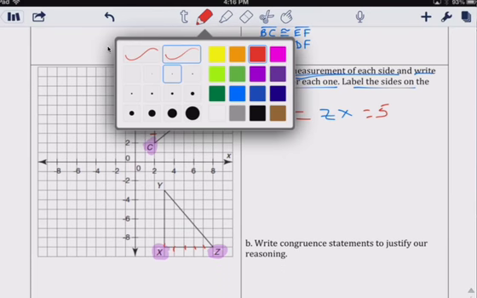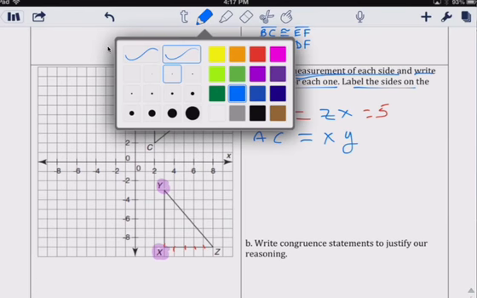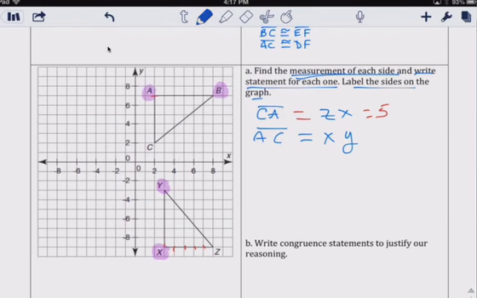And then this side here, A to B is the same as X to Y. Maybe. We'll count and make sure. So let's count. 1, 2, 3, 4, 5, 6. A to B, 1, 2, 3, 4, 5, 6. Yeah, they're both 6.